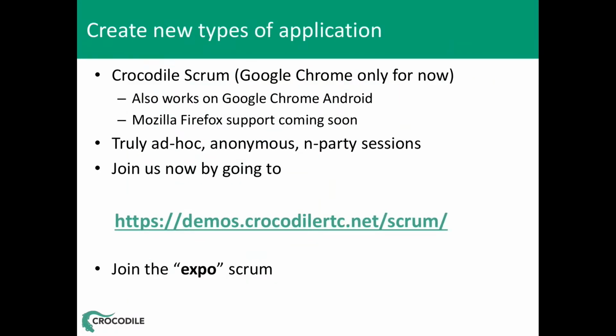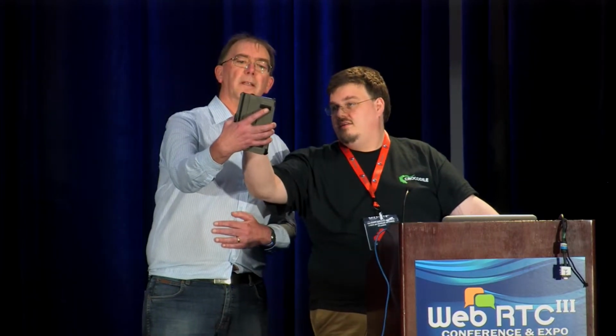But for today's demo, we've got just a new toy that we've put together, which we call Crocodile Scrum. It's truly ad hoc, anonymous end-party sessions. And if people could just go to the site, there will be a text box asking you to enter the name of a Scrum to join. And if you could do so, that will be good. So I'm going in now. So I'm in there now, and if the Wi-Fi works here, Allow. John will join me in a minute. And what's happening here, yes, it's stuck saying connecting. There we go.